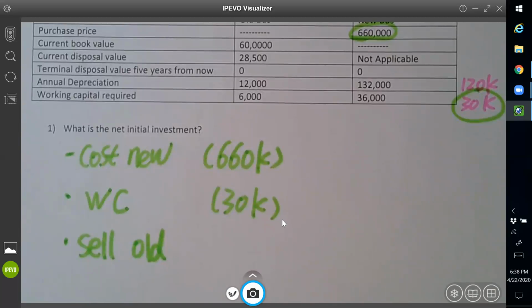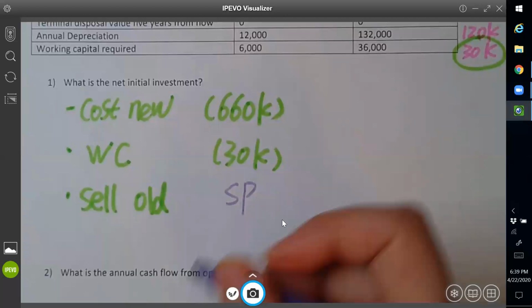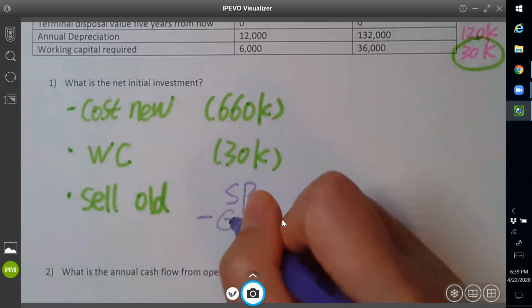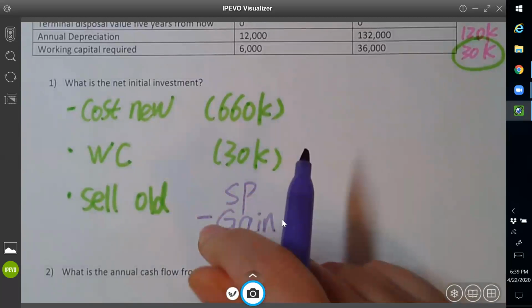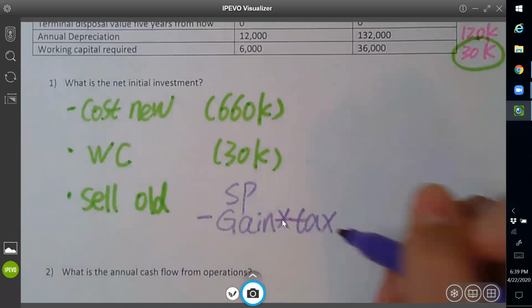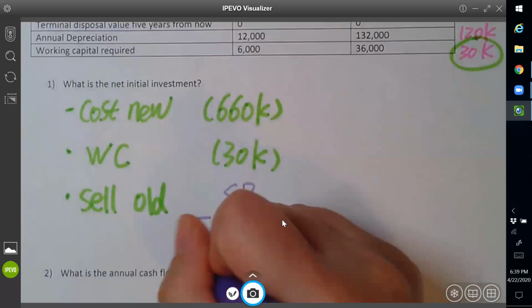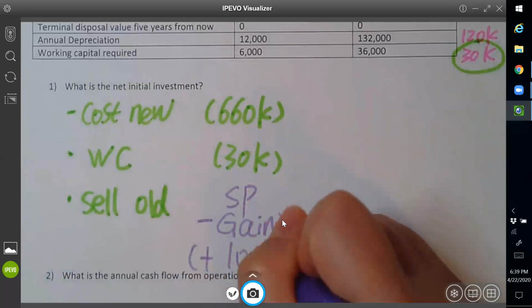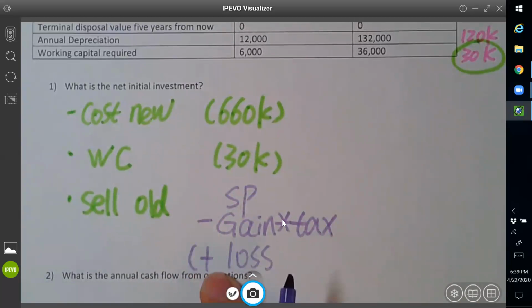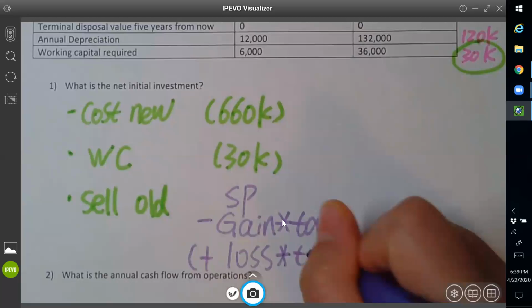How do we do an adjustment? We always start from the selling price. As I say, if it's a gain, then you have to pay more tax. So we have to subtract the gain times the tax rate. We don't pay all of the gain. We pay just the extra tax because of the gain. Or we have a tax saving from the loss. So if it's a loss, we add more cash inflow, right? We don't save all of the loss. We just save the tax part.